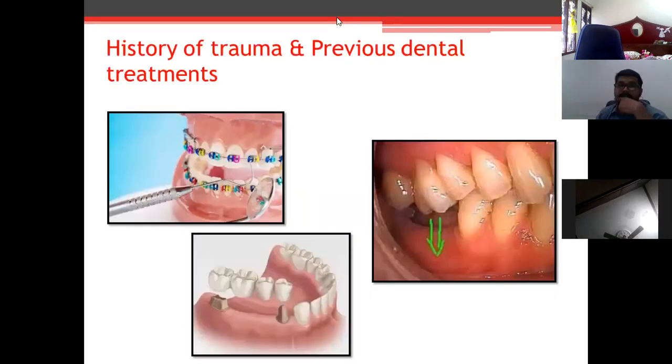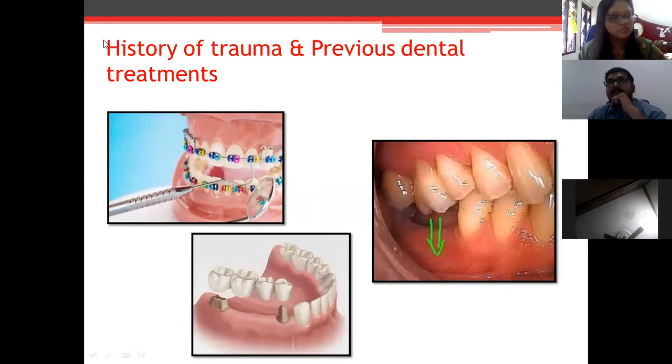Then another important question, and this question is very, very, very important: any history of trauma and previous dental treatment? Any history of trauma, any road traffic accident, we can eliminate all other things. And another important thing is previous dental treatment. Unfortunately, 50% of the patients who are suffering from TMJ disorders definitely have previous dental treatment.